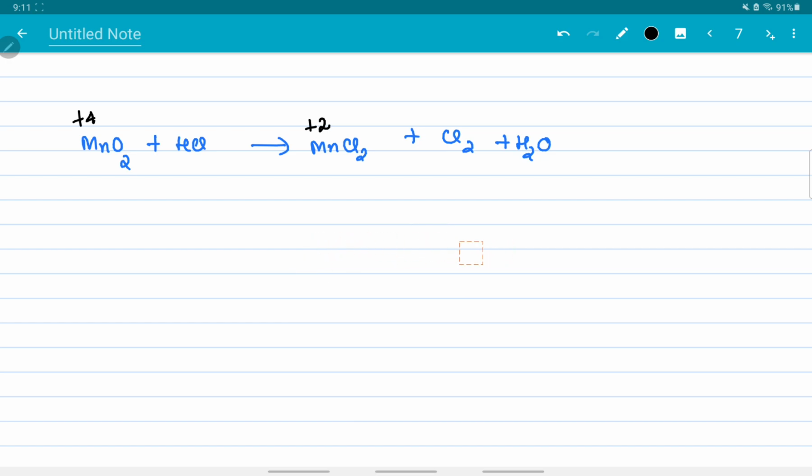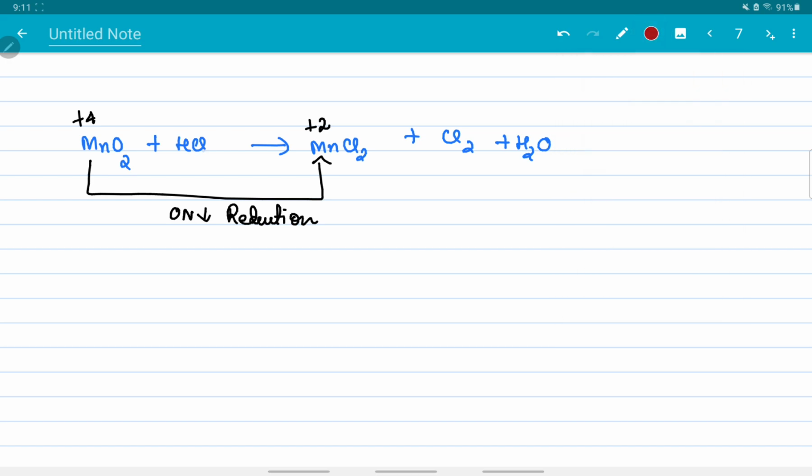Okay, now when you see this oxidation number, from plus 4 it is becoming plus 2. That is, from 4 this number is getting reduced to 2. That means the oxidation number is getting reduced, so it becomes reduction.